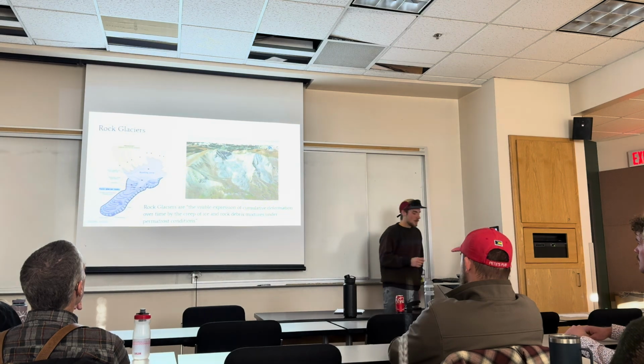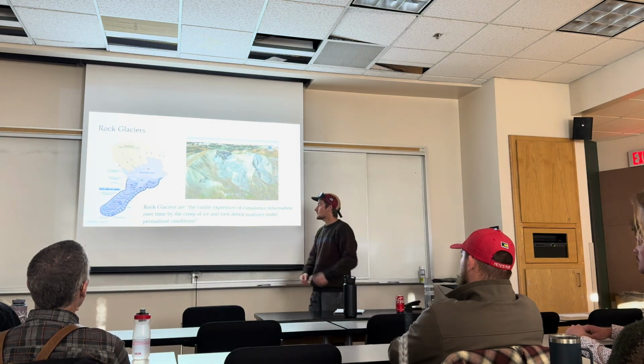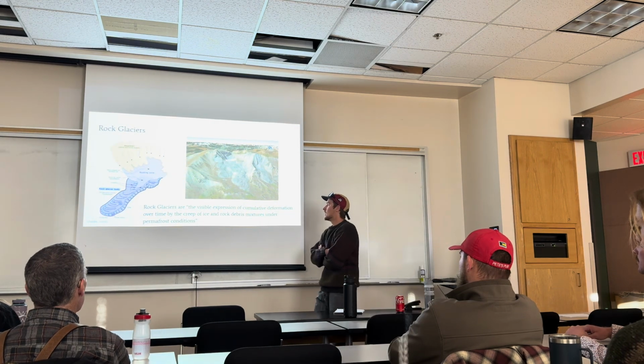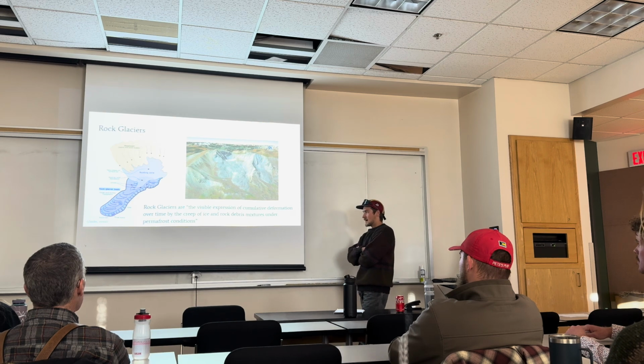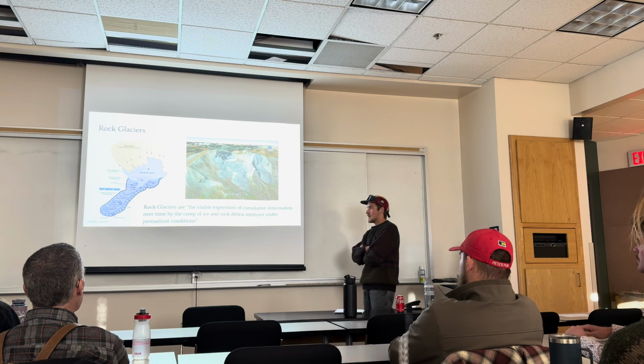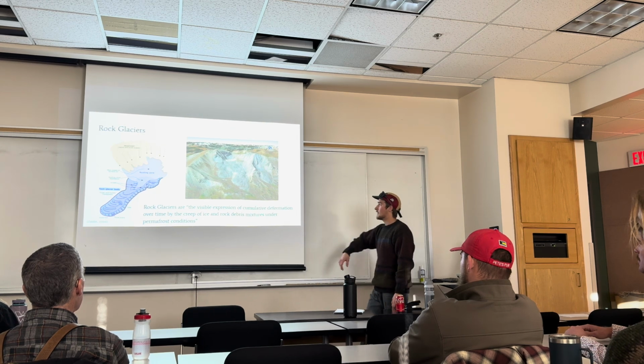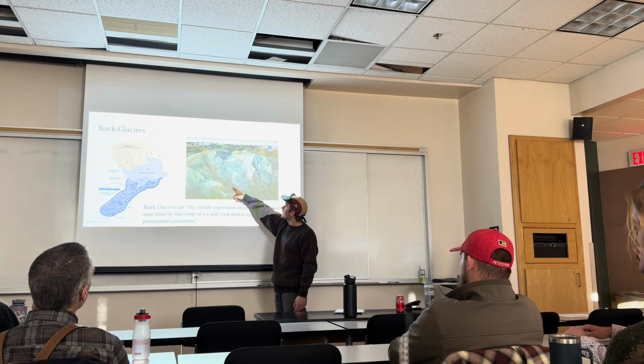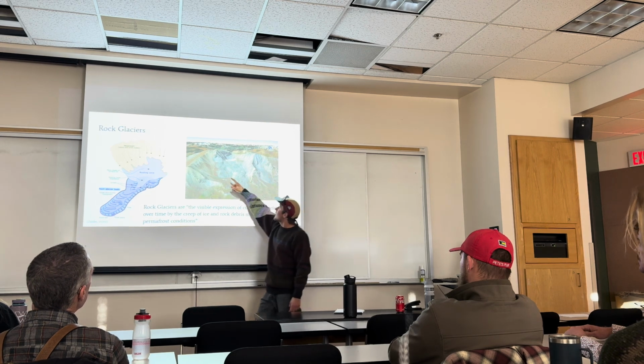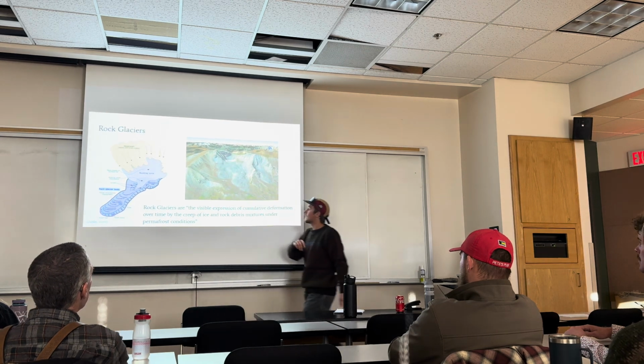So, we need to understand what a rock glacier is first. They're defined as a visible expression of cumulative deformation over time by the creep of ice and rock debris mixtures under permafrost conditions. Basically, a big slurry of rock and ice moving down a slope like honey. And this is an Italian mountain. That's a big rock glacier. There's one too. And that's CB right there.